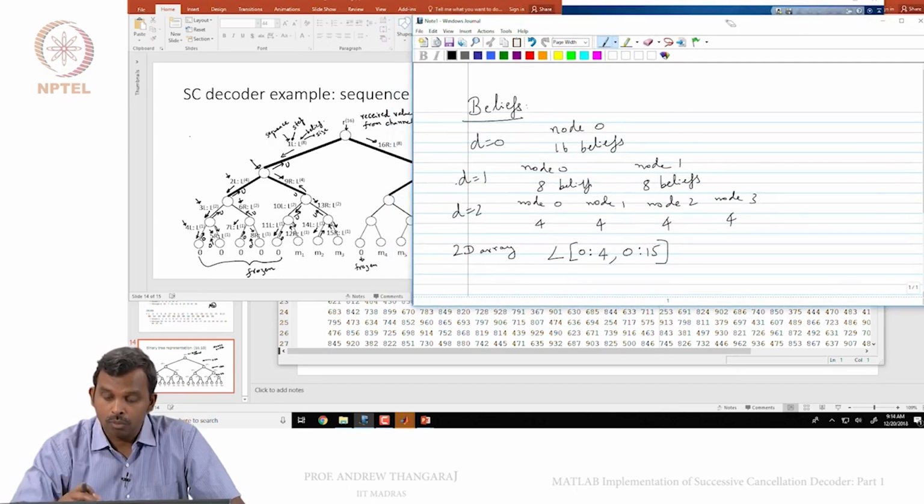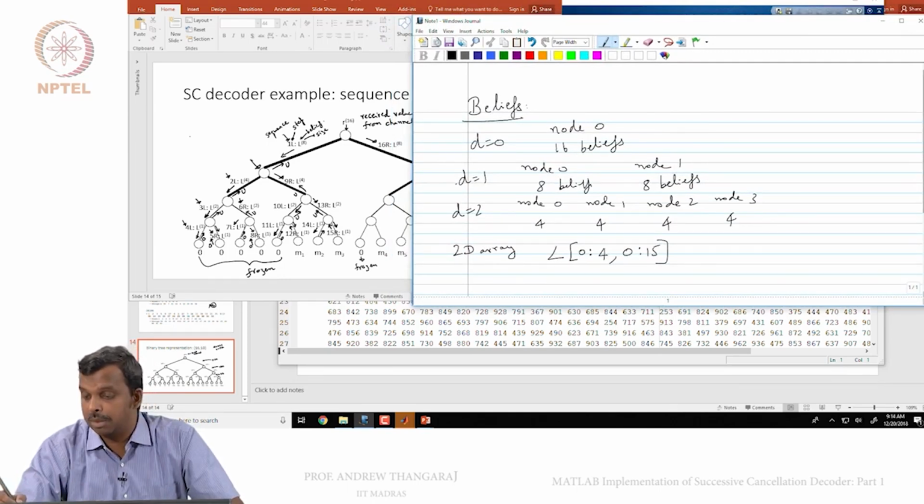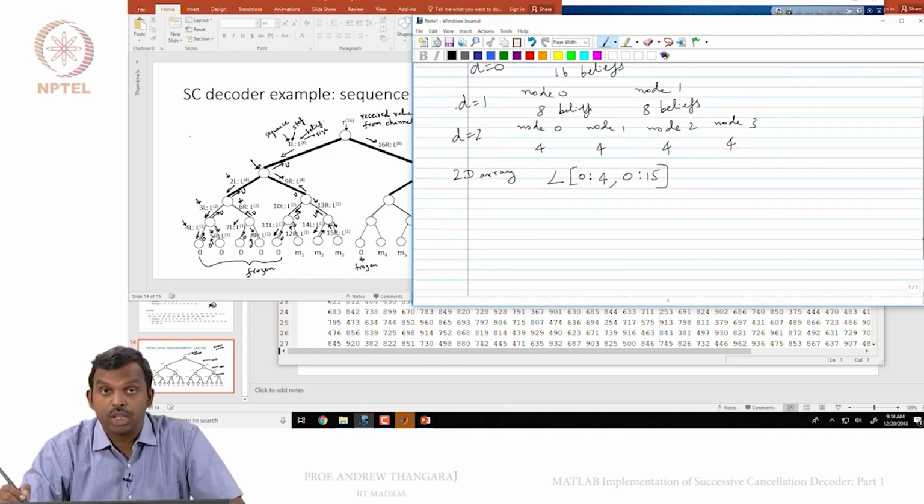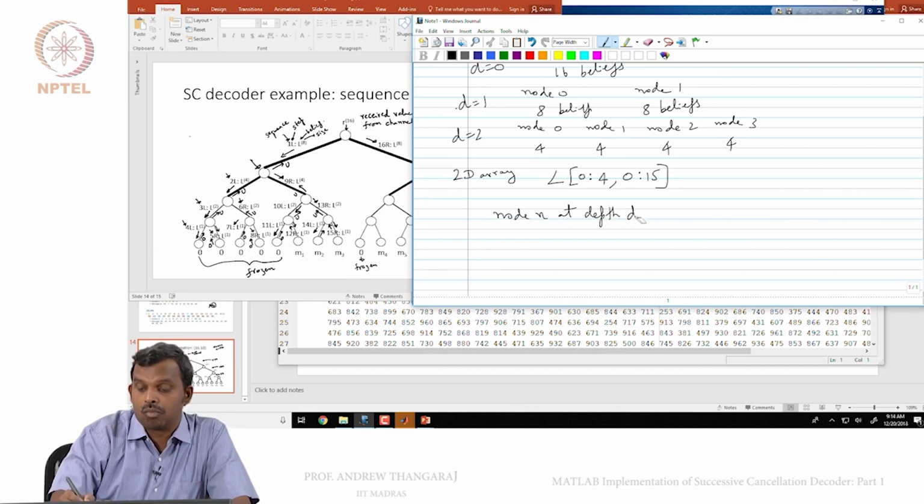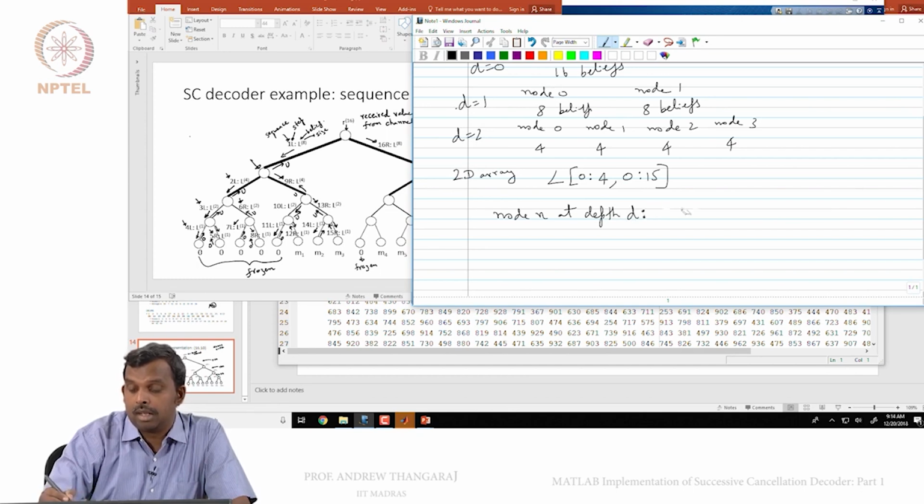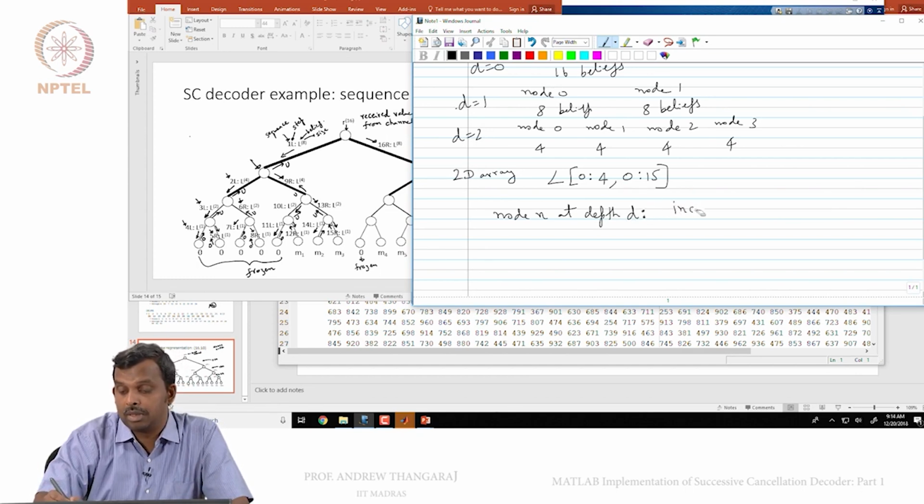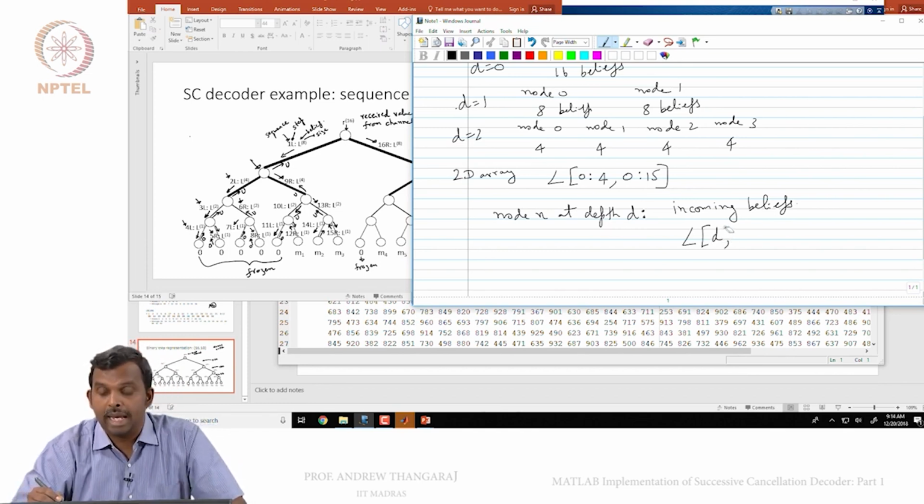That's important. Once you store these beliefs, you can associate the nodes with them. So for instance, for node n at depth d, its incoming beliefs are in L of d comma, and then for node n, it will be 2 power d, if you remember, is the incoming.